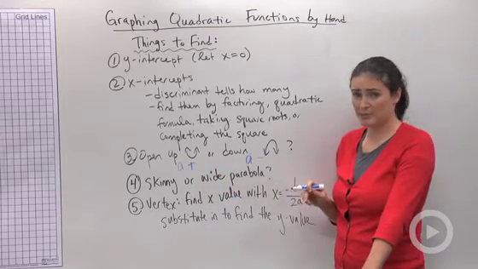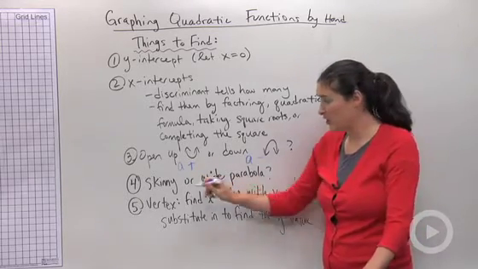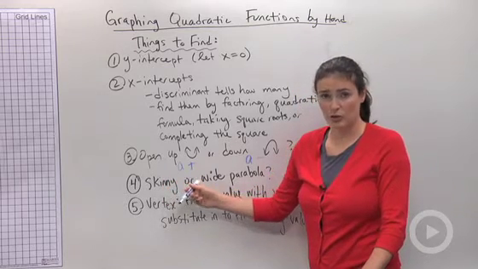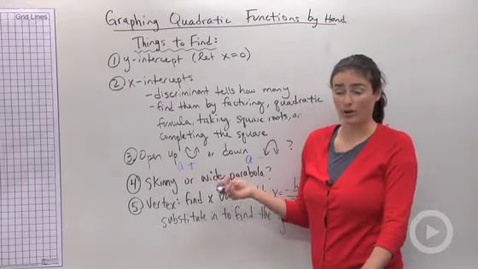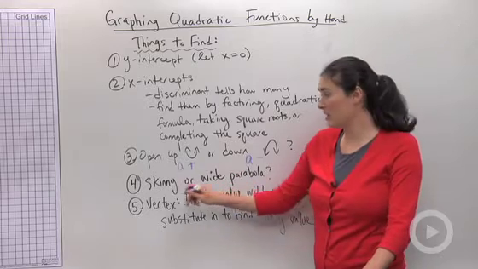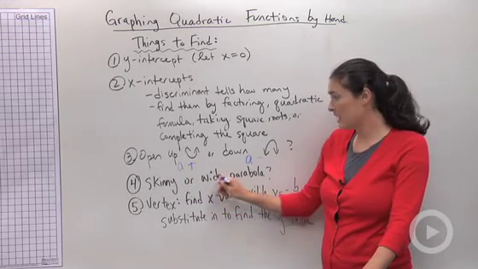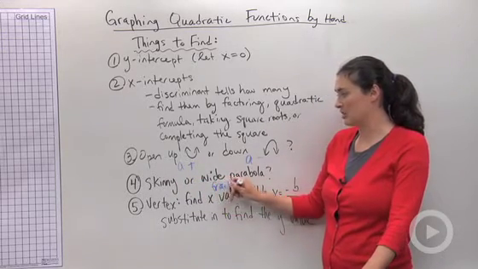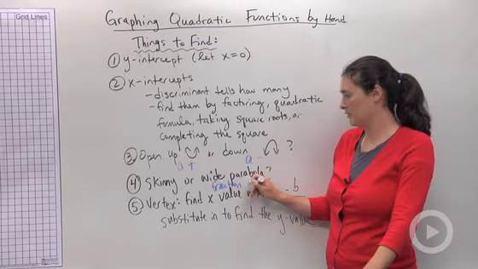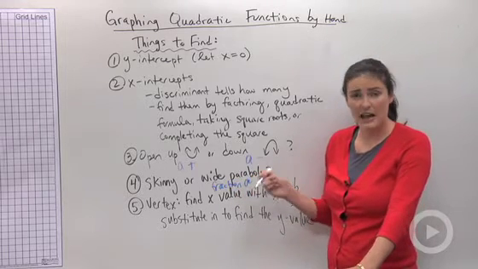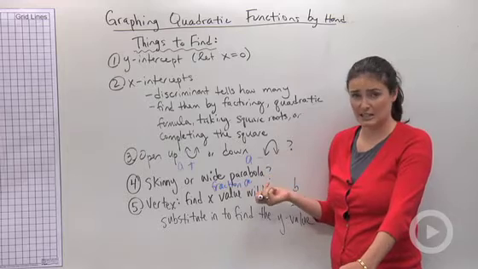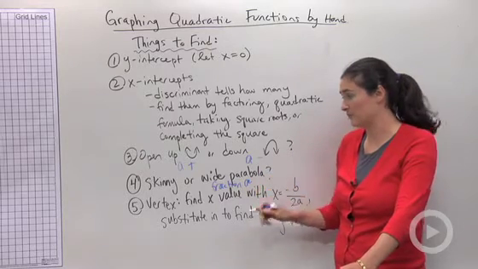Okay, skinny or wide parabola. If your a value is a whole number like 2, 3, 4, something like that, or it could be -2, -3, -4, then it's going to be a skinny parabola. If you have a fraction a value, it's going to be a wide parabola. Remember, a means the lead coefficient. It's the coefficient in front of the x squared term.